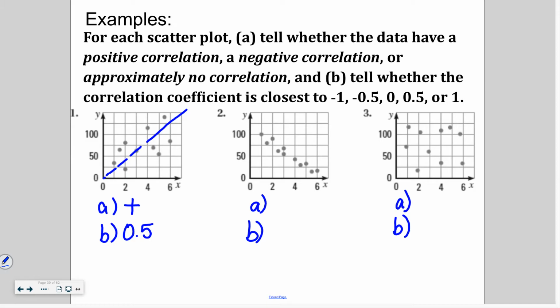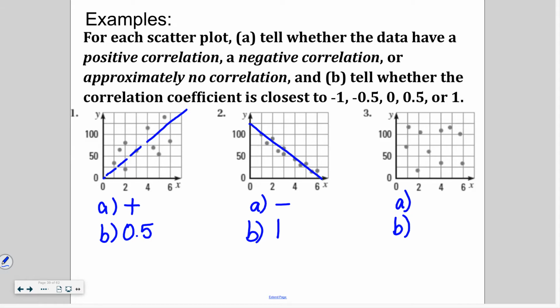If I look at the next one, if I start from the left and I read to the right, my graph is going downhill. So that is a negative. Those are very close to that line of best fit that I drew. So the correlation coefficient for this would be a 1.